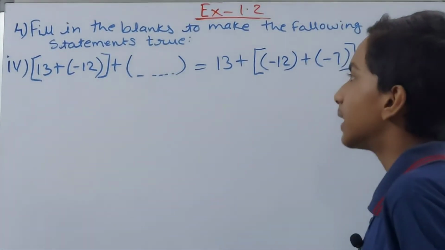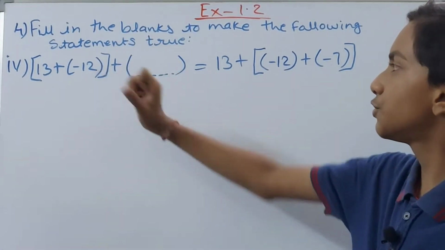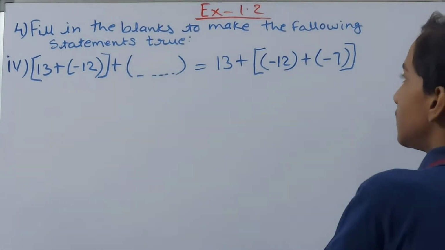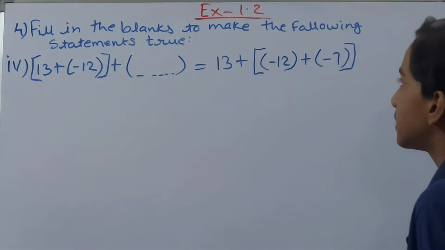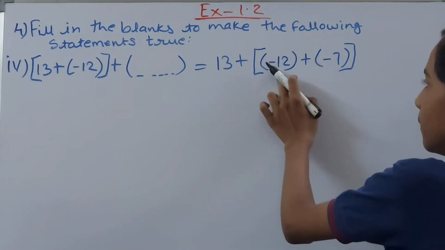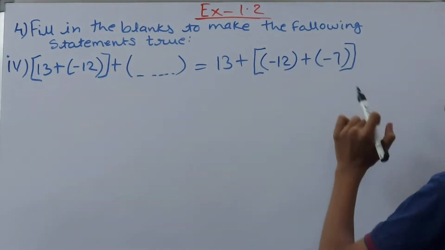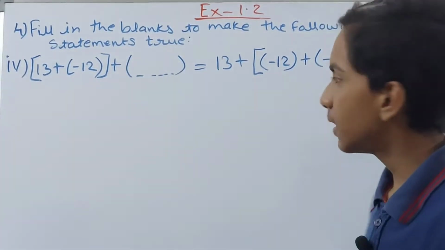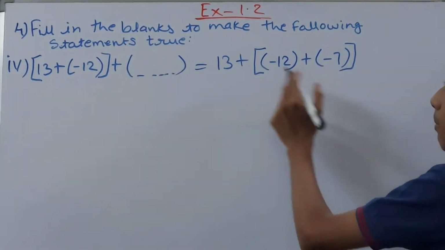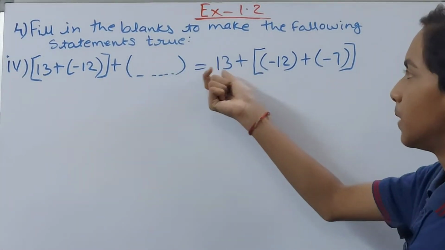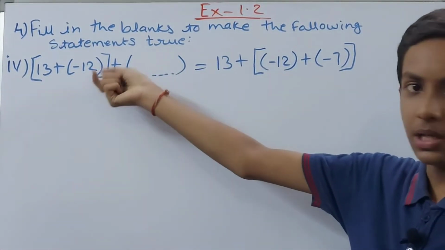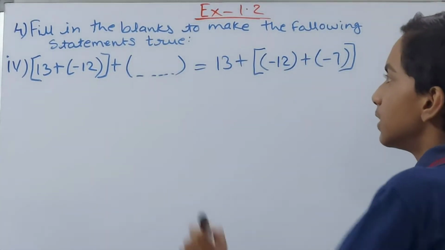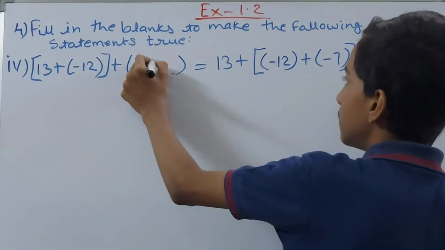This is in brackets 13 plus, and in a smaller one this is minus 12 plus, and again in brackets we have to write something, that is equal to 13 plus, in the bigger brackets, minus 12 here, and then plus and minus 7 in this smaller one. Now you can see here it is a bit complicated, but we have minus 7 here, but we don't have a minus 7 here. 13 is grouped here and minus 12 is grouped here. Here 13 is not grouped, minus 12 is grouped, and minus 7 is grouped. So here minus 7 will not be grouped, right?